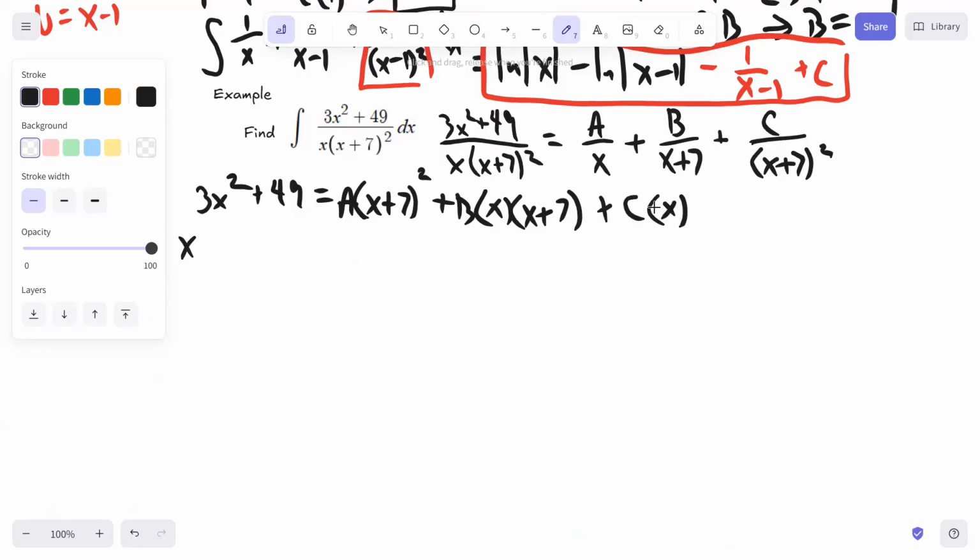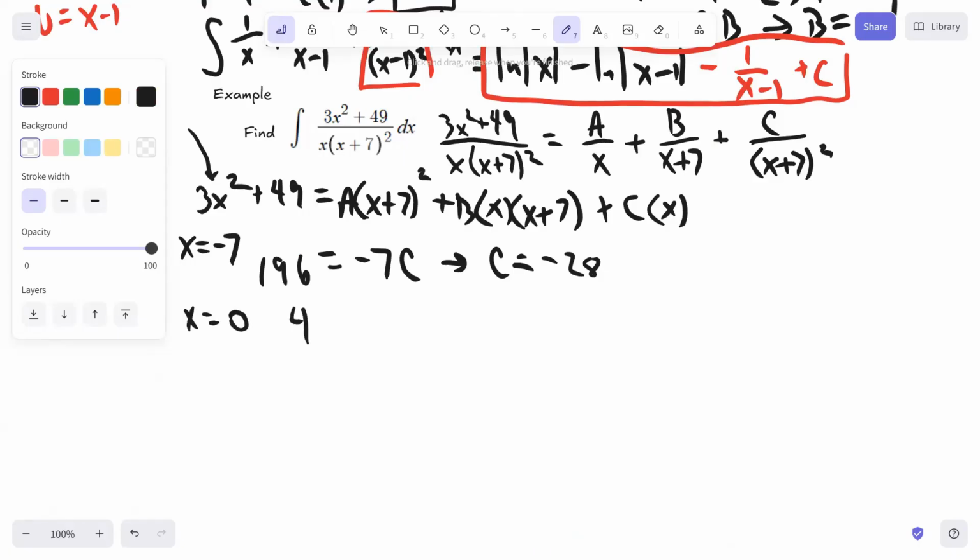Strategic value would be x equals negative 7. Negative 7 squared is 49 times 3 plus 49 is going to give you 196 equals, the a and the b are going to cancel, negative 7c. Dividing by negative 7, you would get c equals negative 28. If you pick x equals 0, then you would have 49 equals 49a, and the b and c terms would cancel, which means that a is going to equal 1.